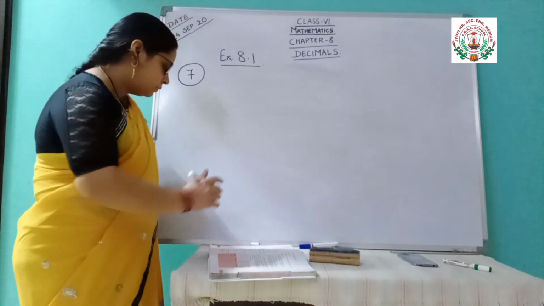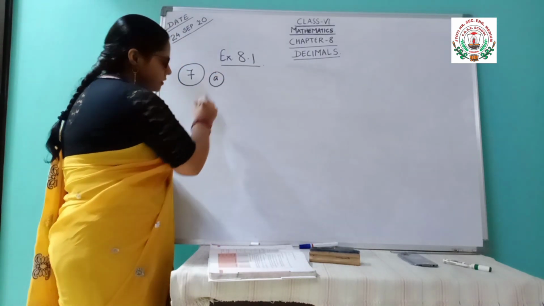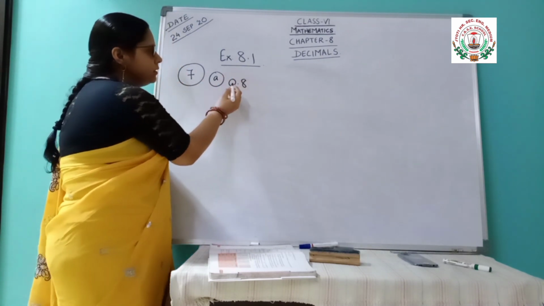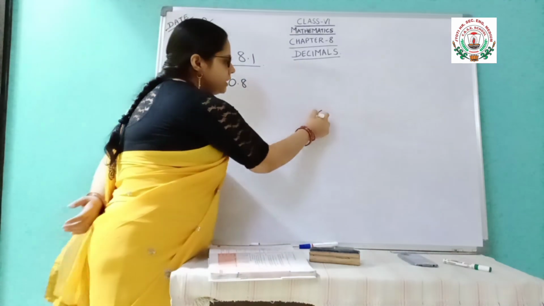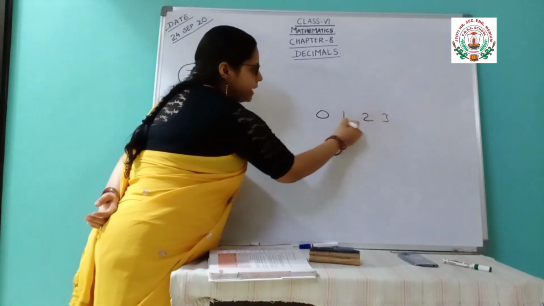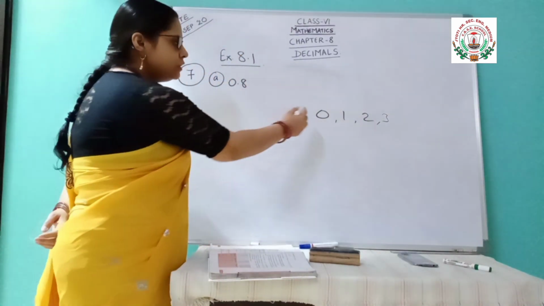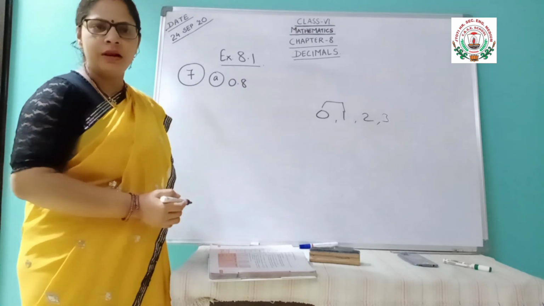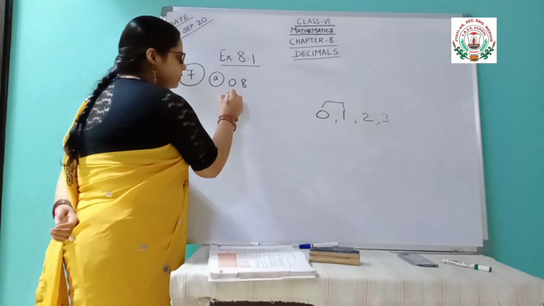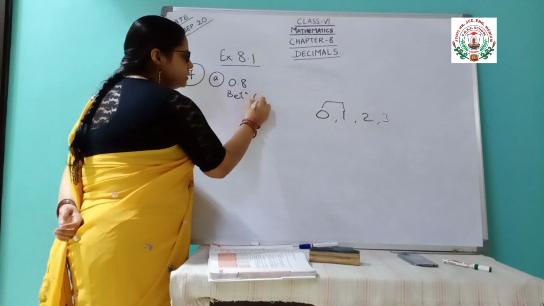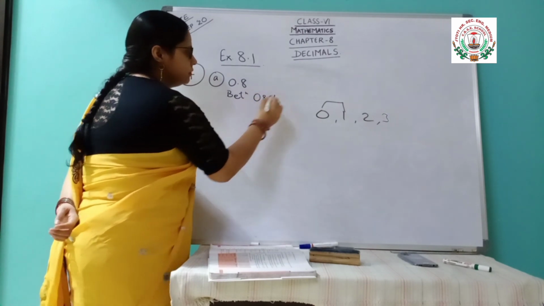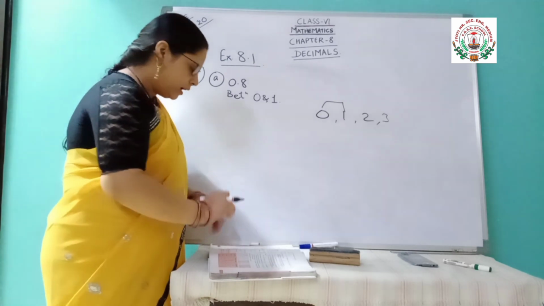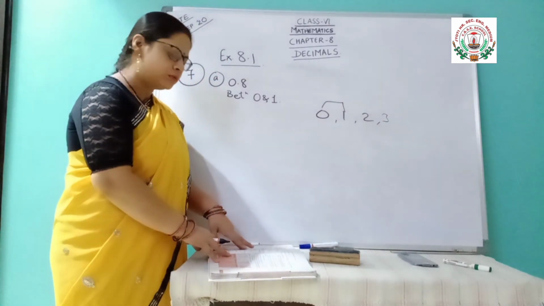So coming to the parts, the first part is given 0.8. So 0 is here. Definitely 0, after that 1, then 2, like this the whole numbers are there. So 0.8 means between these two numbers, 0 and 1, it will lie. So here we have to write between 0 and 1. Okay, whole numbers are asked. So 0 is one whole number and the next whole number is 1.